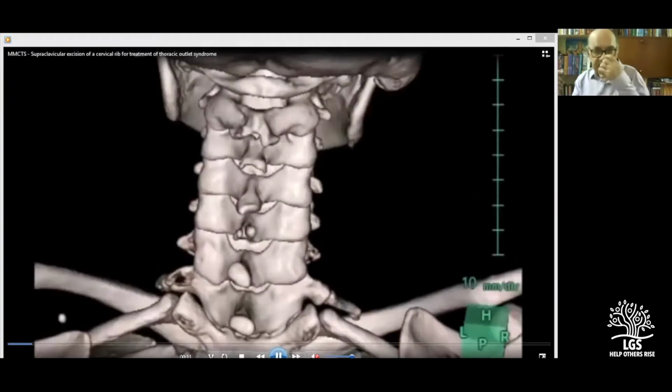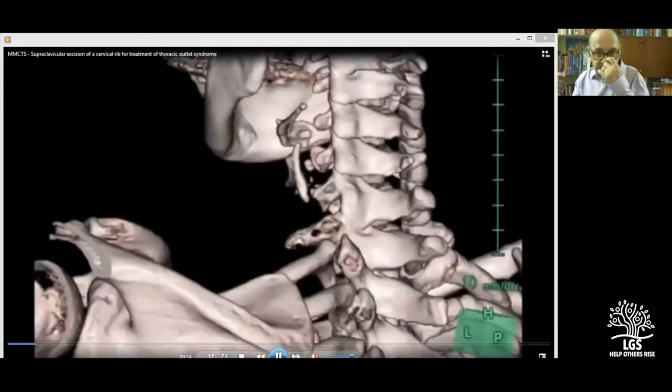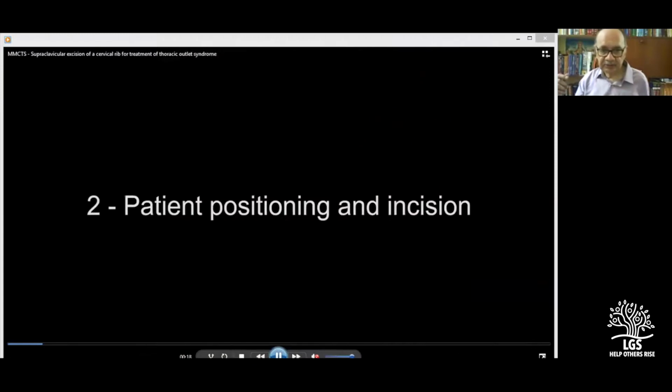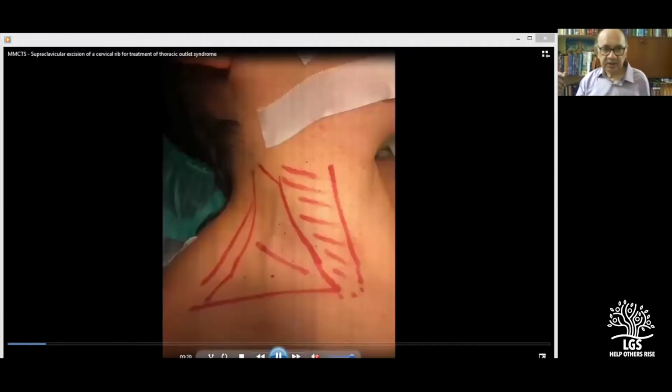See, you have the skeletal picture because of the HRCT associated with it. You have the patient positioning and incision. You have the sternomastoid. Below that, you have the external jugular and anterior jugular veins, and you have the brachial plexus on the left side, and you have the clavicle at the base.